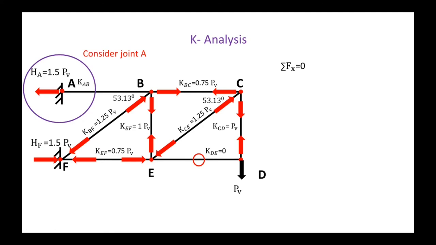Now we are considering the joint A. This member is horizontal, so we consider sigma Fx is equal to 0, and we are finding the force in the member AB, that is KAB. We are considering this towards the right. Resolving horizontally, towards the right we consider positive and towards the left negative. So KAB minus HA is equal to 0. So KAB is equal to 1.5 PV.